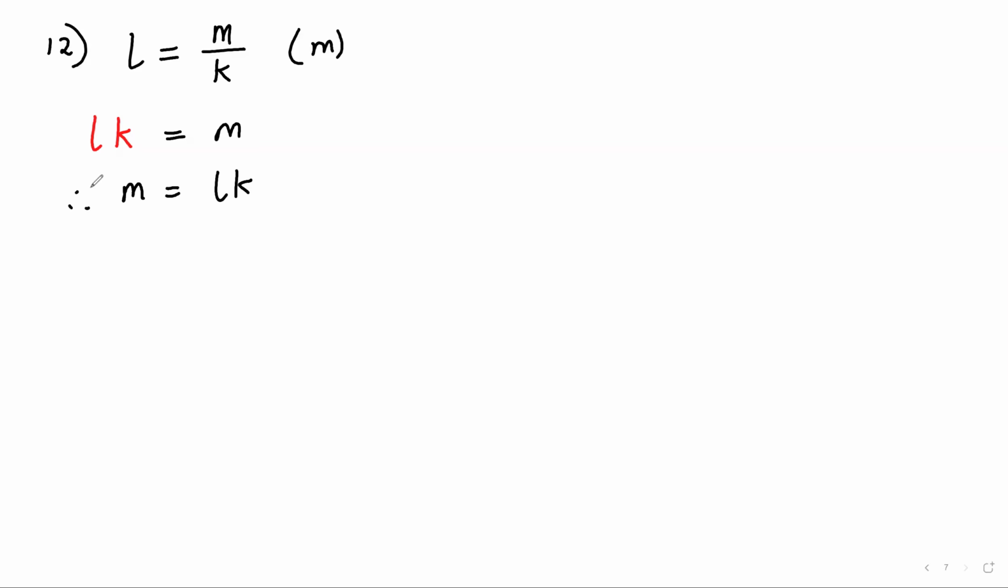That is making M the subject. So this M over K literally means M divided by K. So if you want to get rid of the K, you would have to multiply by it because the opposite of division is multiplication. Okay, guys?